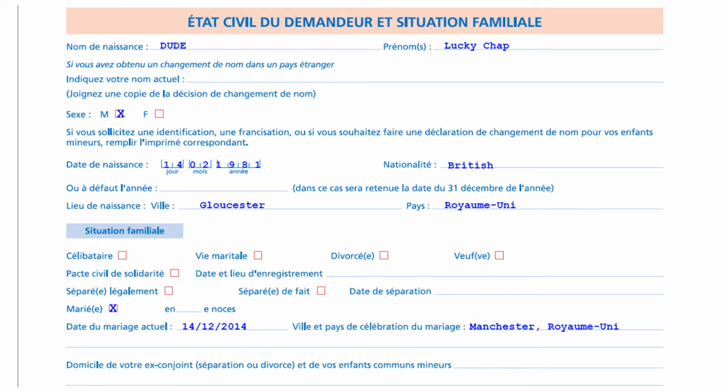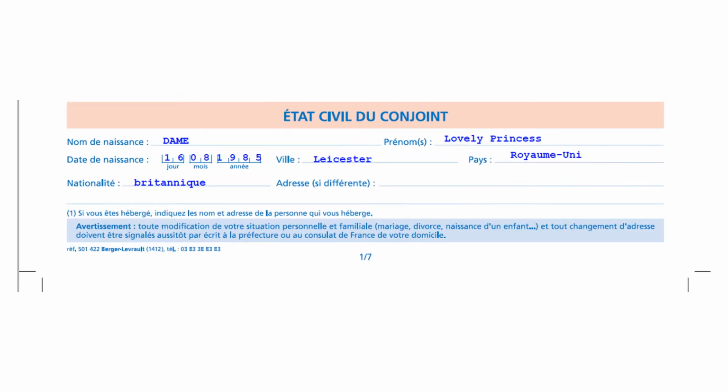So next, you must provide your surname, your first name, date and place of birth, country of birth, your sex, obviously, and if you've had a name change in a foreign country. You must also specify your marital status and the date of marriage as well. Now, if you are married, you must complete the necessary section that provides information about your spouse.